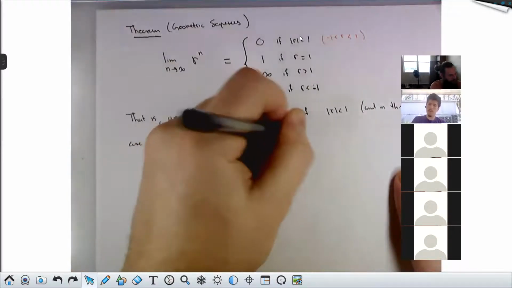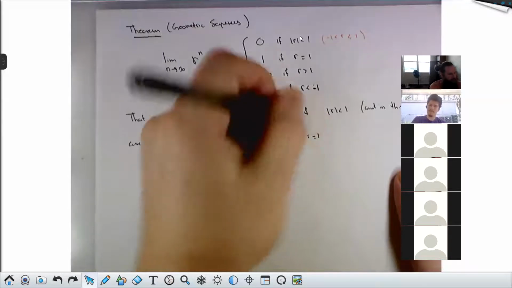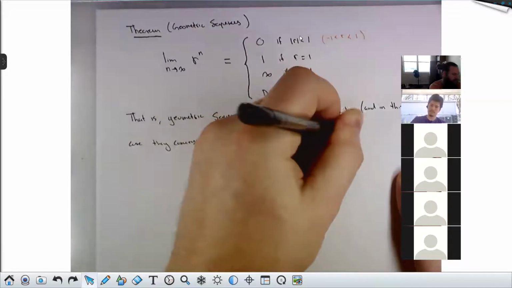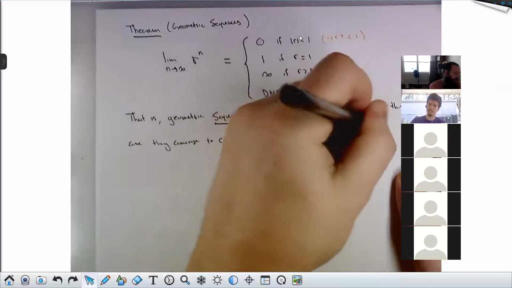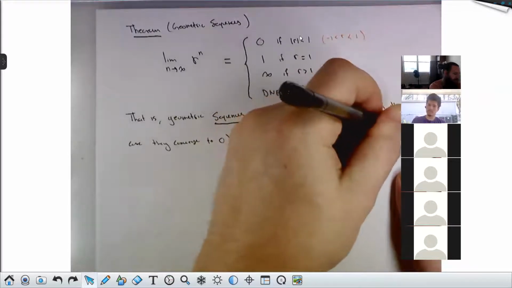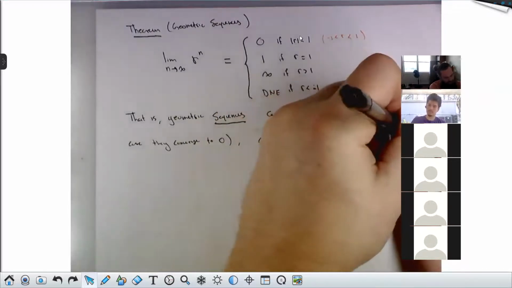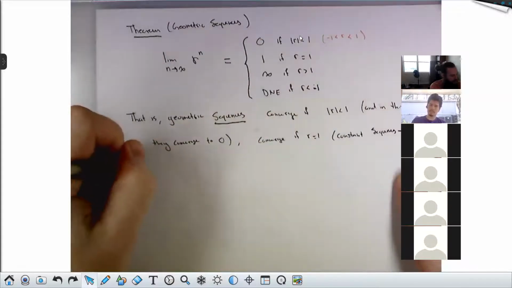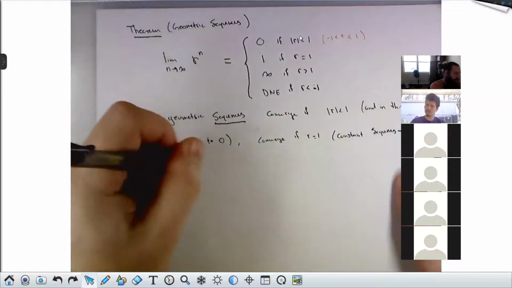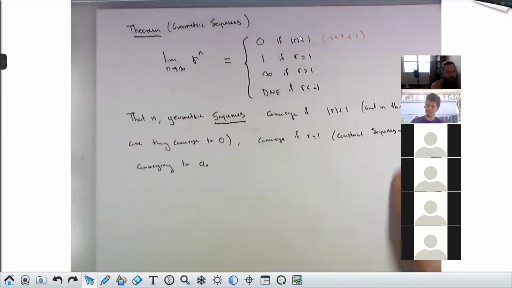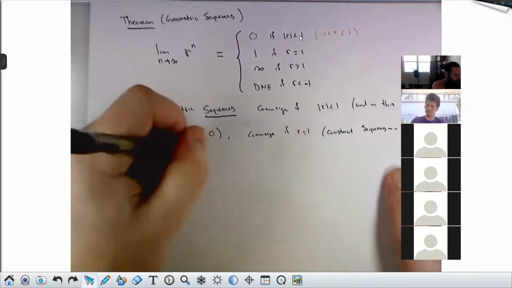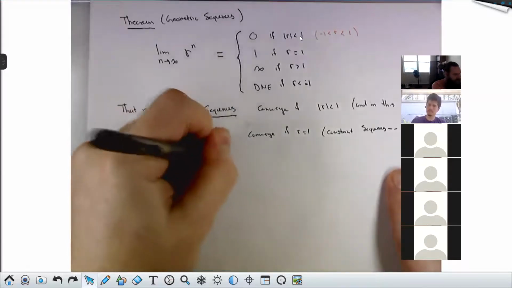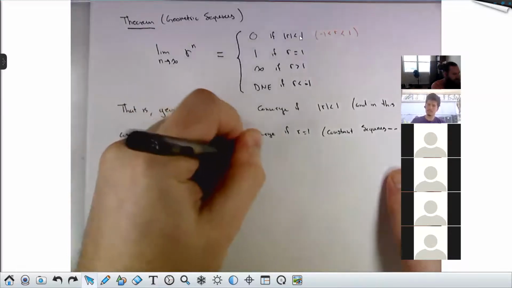Converge if r is equal to 1. These are constant sequences. These are boring. They converge to the value of a0, whatever that constant was, and diverge otherwise.